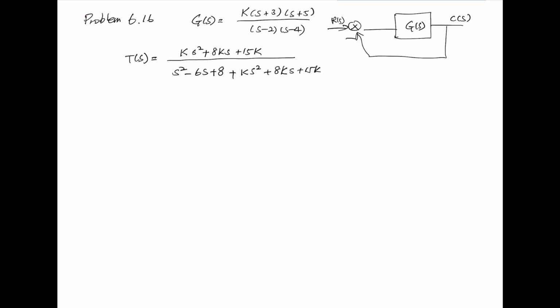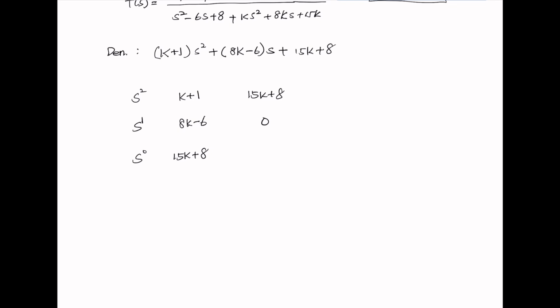Then we have something like this. For the denominator, we have (K + 1)s² + (8K - 6)s + 15K + 8. So for the Routh table, we have the s² row: K + 1 and 15K + 8; the s¹ row: 8K - 6 and 0; and the s⁰ row: 15K + 8.